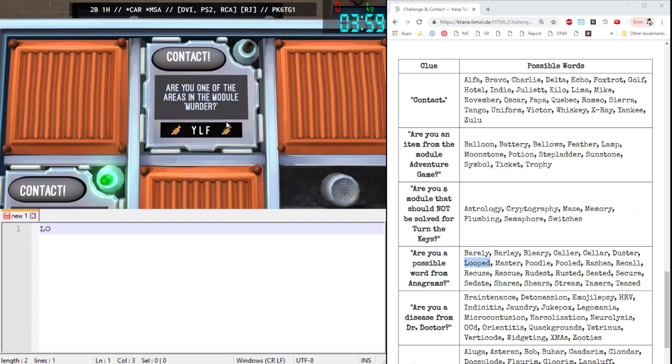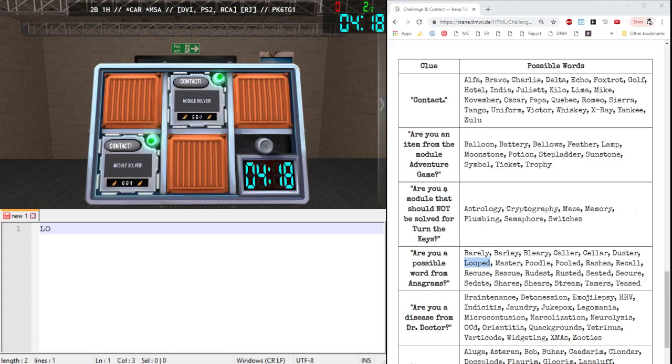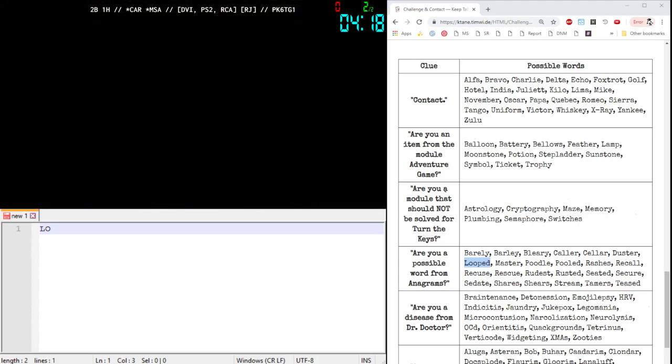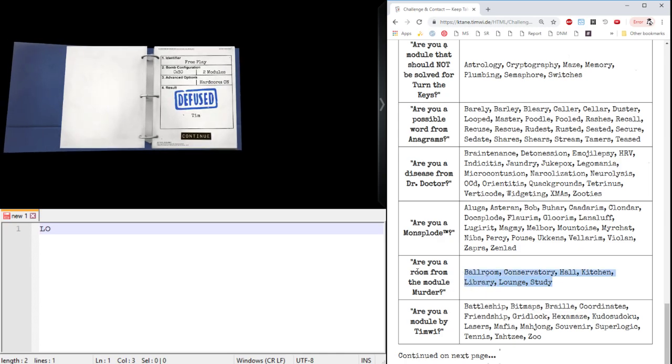They hit it. Are you one of the areas in the module Murder? Lounge. I mean, I don't need to atbash the next letter. There's only one L-O murder room. Contact. Challenge. And that's kind of the advantage of knowing the modules and knowing how some of them work, is you can kind of shortcut things like that. You know that lounge is the only LO room. You don't need to have your expert look it up. You don't need to convert another letter. It all kind of works out nicely.